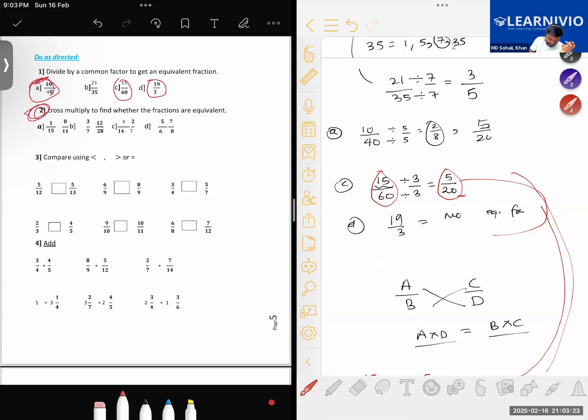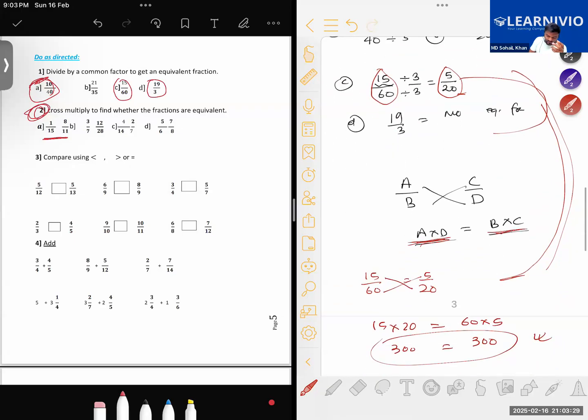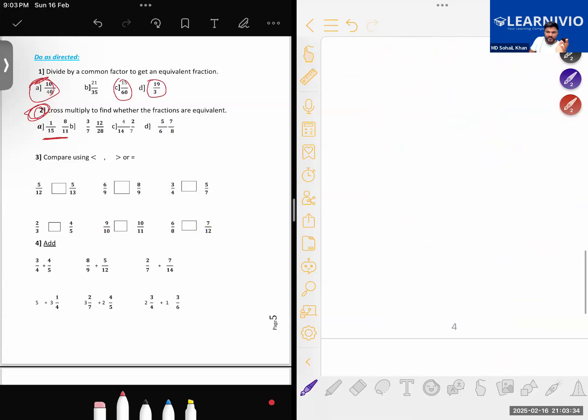Getting it now, people? So you will multiply and then you will see if both the values come equal, then it's going to be an equivalent fraction. Tell me if you have understood how to solve. We have to multiply 1 by 11 and 15 by 8. Exactly. If the values come equal to one another, then it is equivalent. If it doesn't, then it is not equivalent. Okay, do the questions. For number A, it is not. Good.